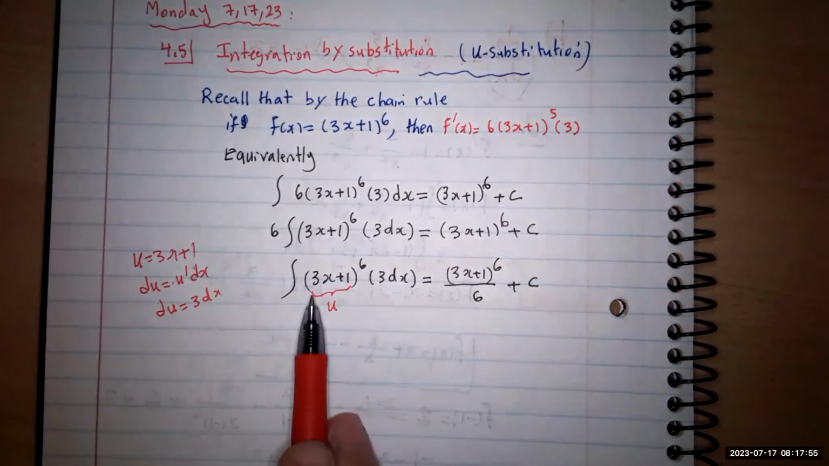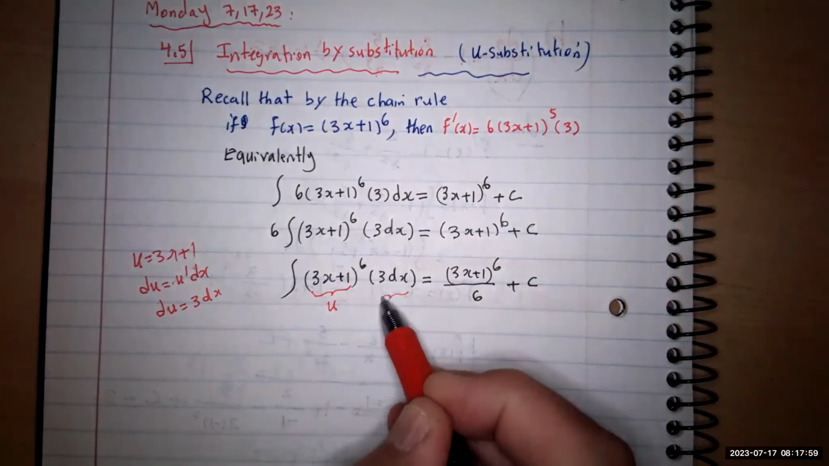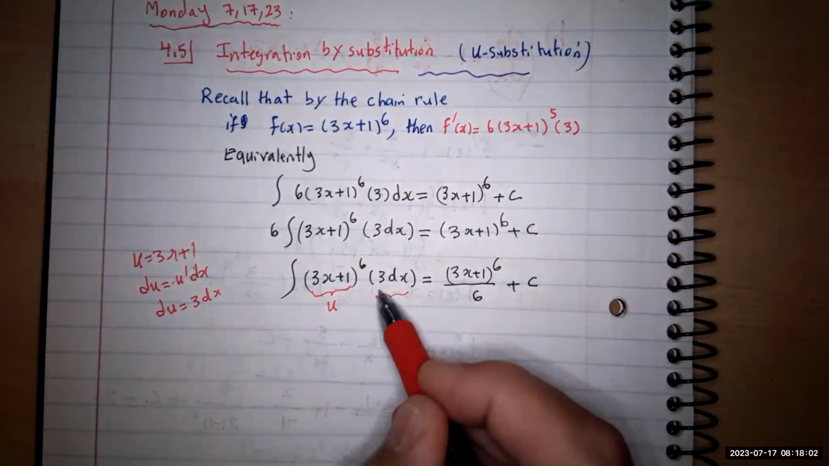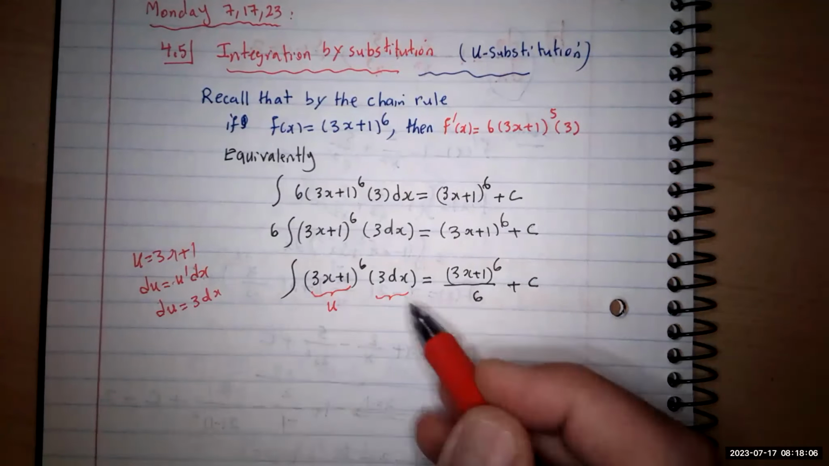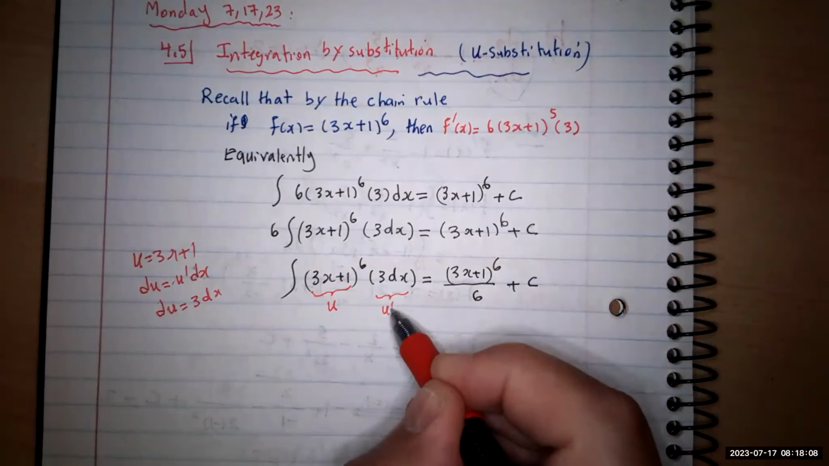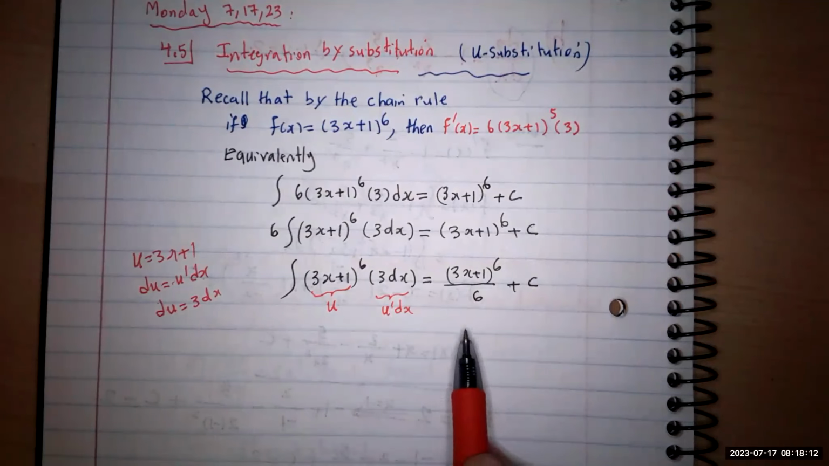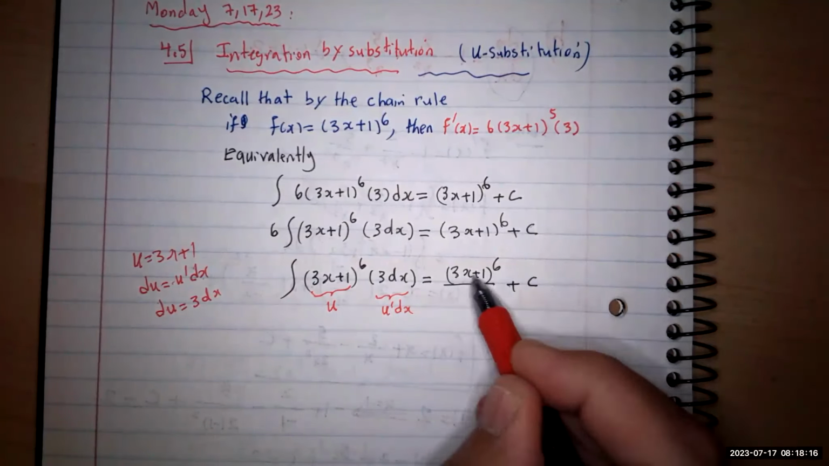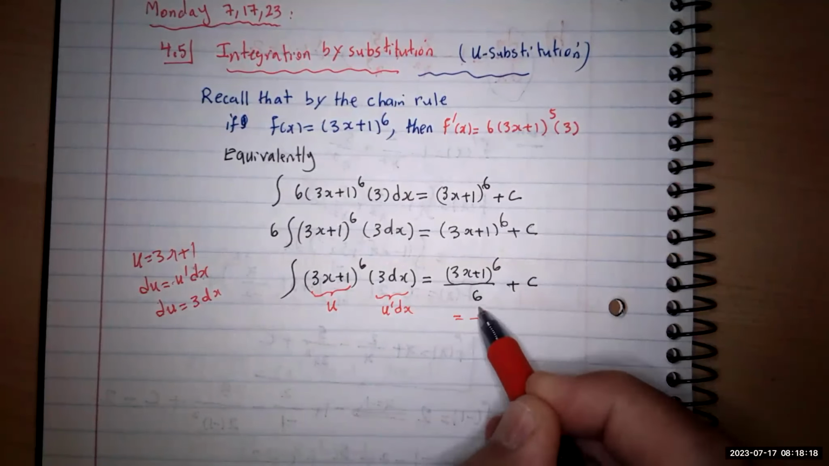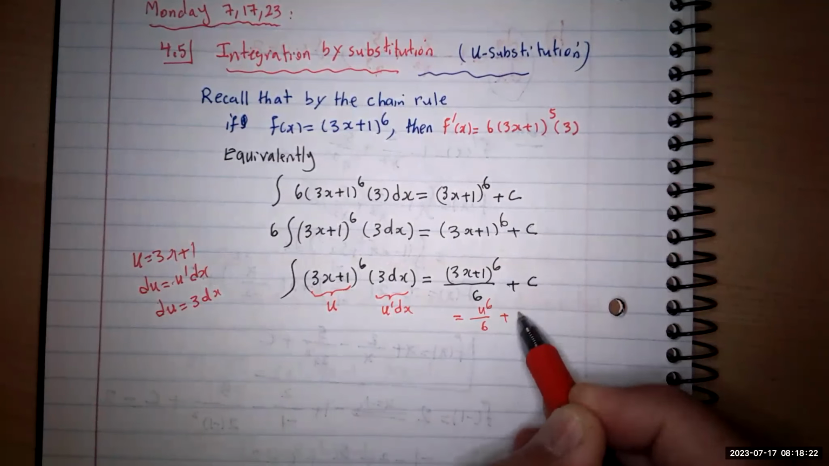So I take u to be 3x plus 1. This 3 dx would be what? This 3 dx would be simply u prime dx. Okay, u prime dx. Now, what am I going to get on the other side? On the other side, this would be changed. This is u, so that gives me u to the 6 over 6 plus c.